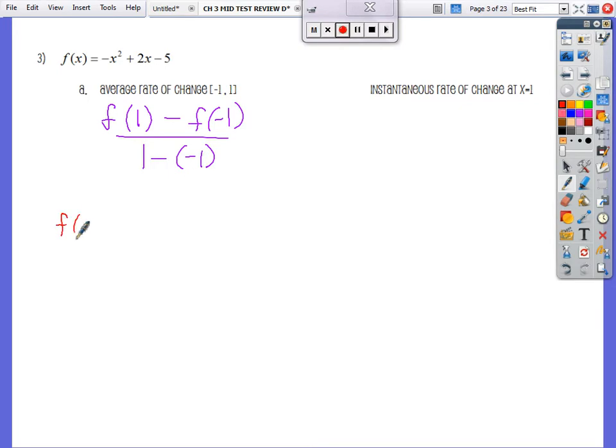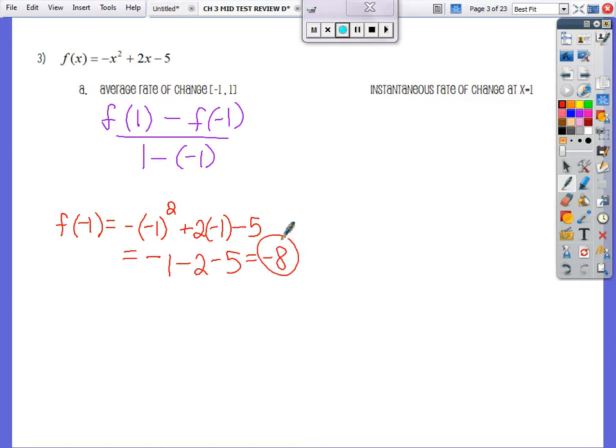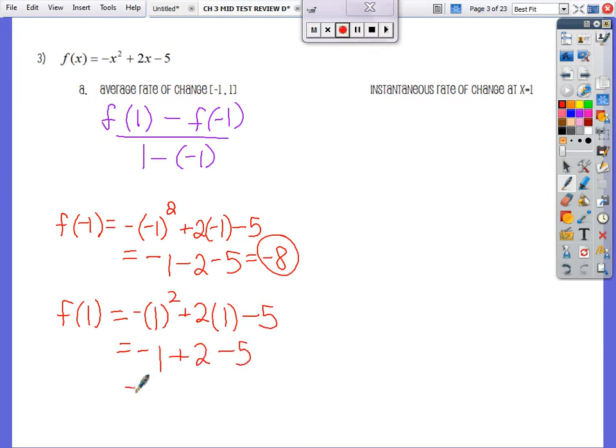So f of -1 would be negative 1 squared plus 2 times -1 minus 5, which would give us -1 minus 2 minus 5 gives us -8. And then f of 1 would be 1 squared plus 2 times 1 minus 5. And so we get -1 plus 2 minus 5, which gives us -4. All right.